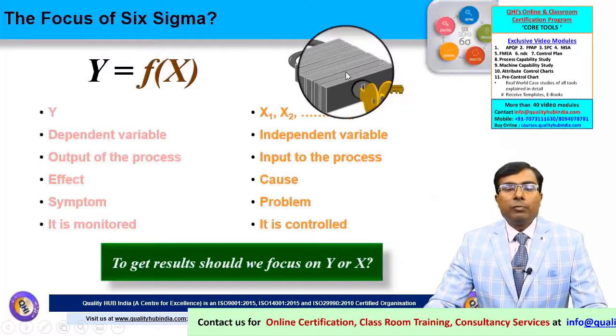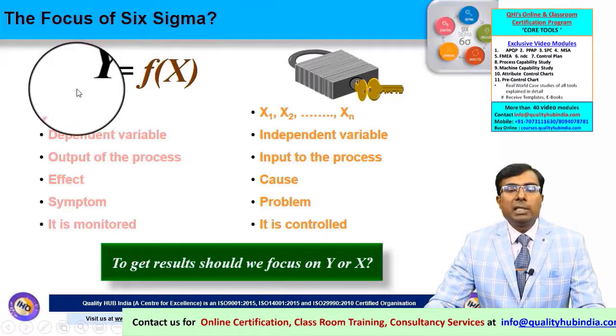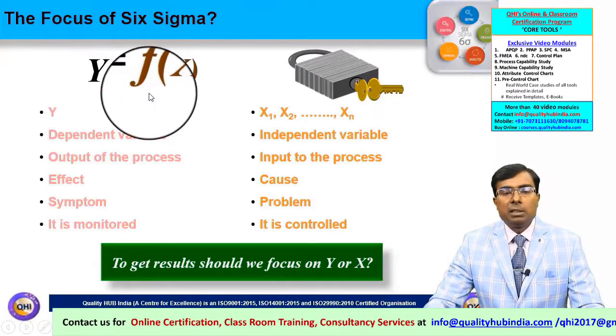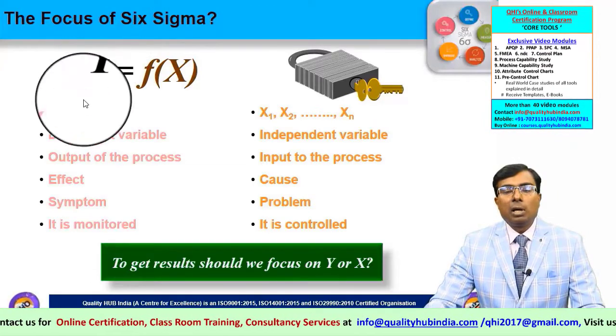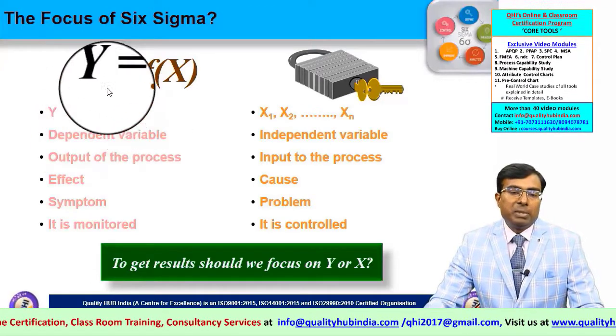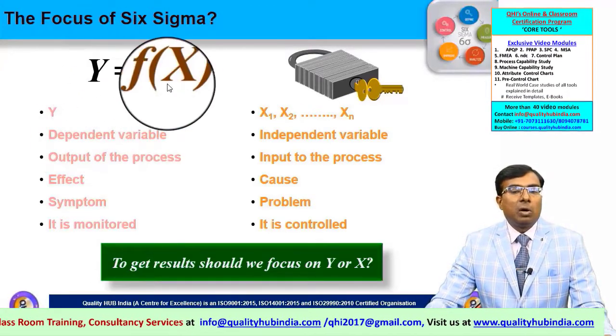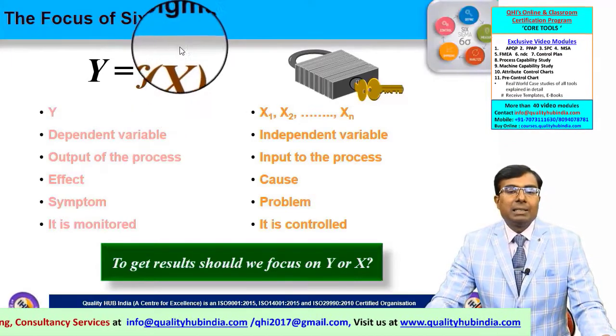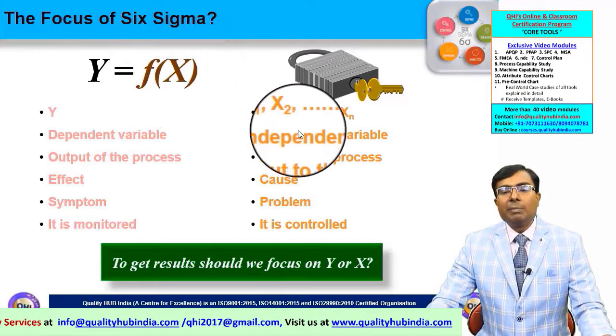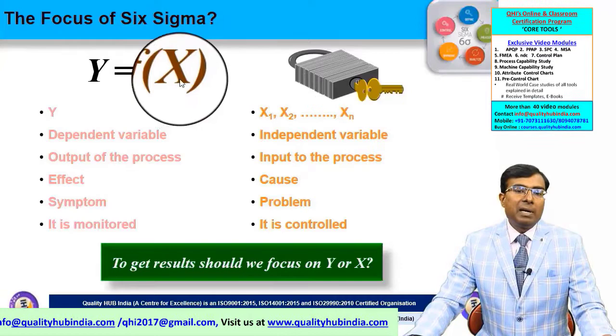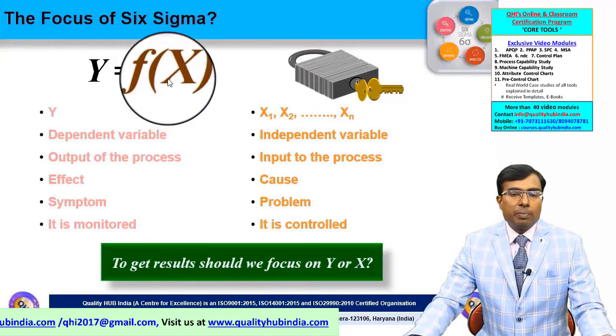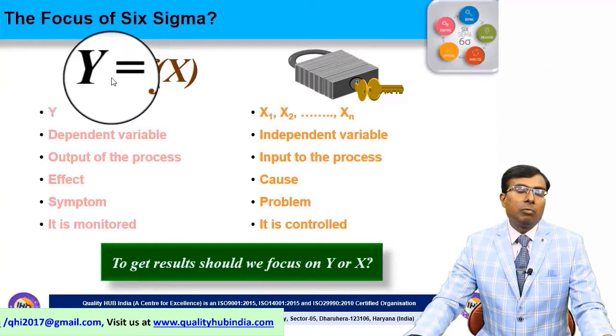In Six Sigma, we use this equation, which is y is equal to function of x. So y here is called the dependent variable, which means y is dependent on x. And what exactly is x? X is called the independent variable. So many independent variables, if controlled properly, will be impacting y.